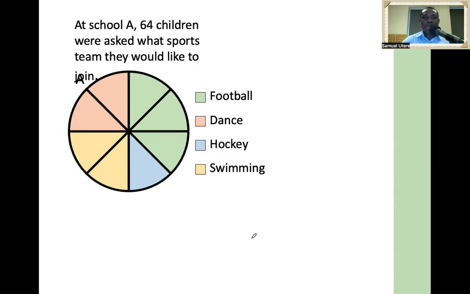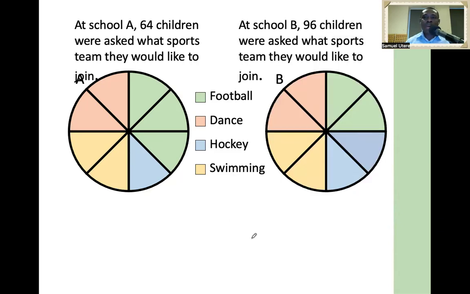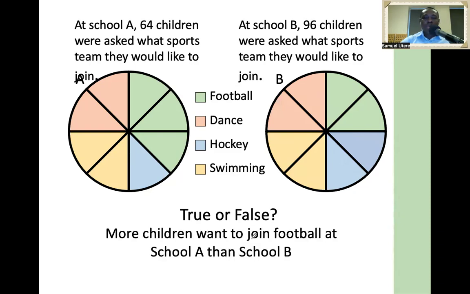Okay, now the information has changed. We're told that at school A, 64 children were asked what sports team they would like to join. And at school B, 96 children were asked what sports team they would like to join. True or false? Now you check this. More children want to join football at school A than school B. Well, let's investigate this.